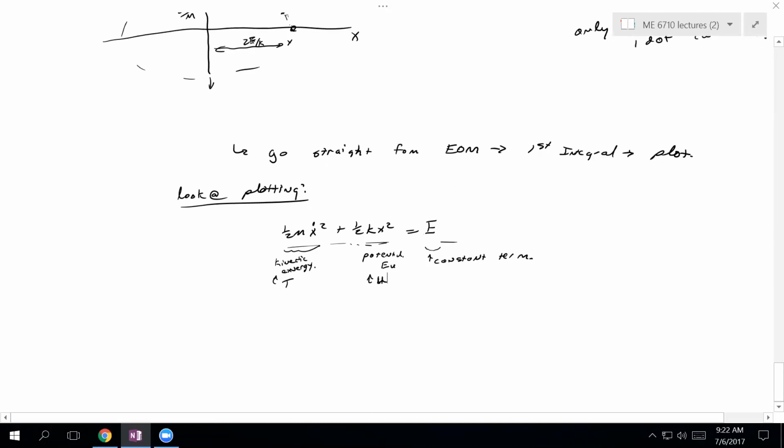So the idea is we're going to say that T is equal to E minus U. That's the basic idea. And T is always of the form x dot squared. So we're going to go one step further and say that x dot is always the square root of E minus U, times some constant out front, which will kind of drop out. So this is going to give us an easy way to plot.